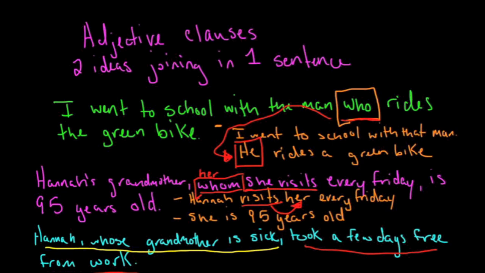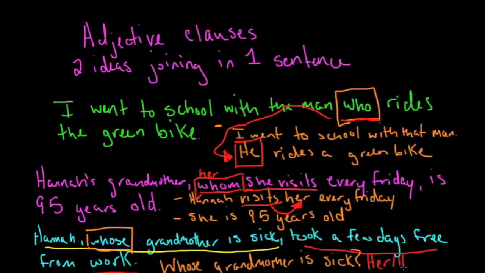And you can see here is our whose, and you can ask the question, whose grandmother is sick? And if you ask this question, you're going to get the possessive pronoun, her or his. In this case, it's her because it's Hannah. And so that's why we use whose here in this case. So this is the more complicated part of who, whom, and whose.